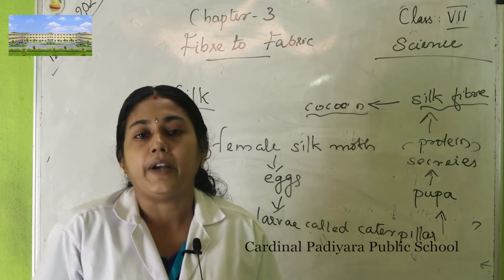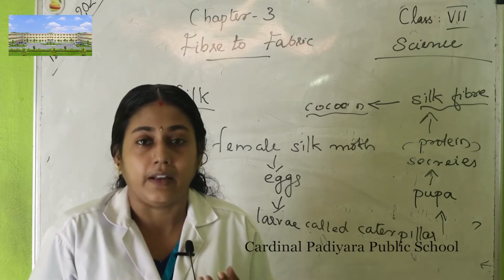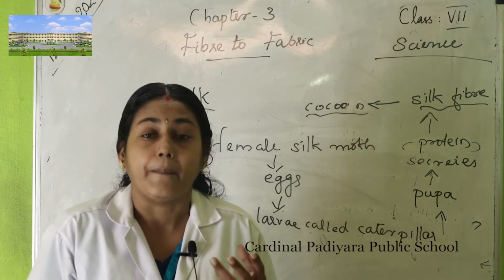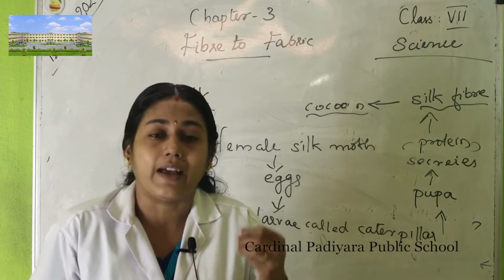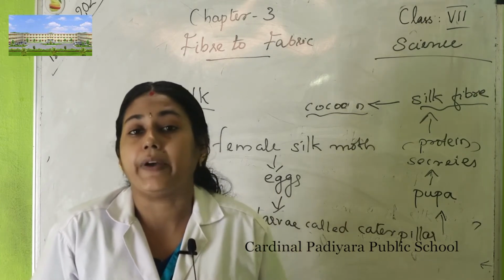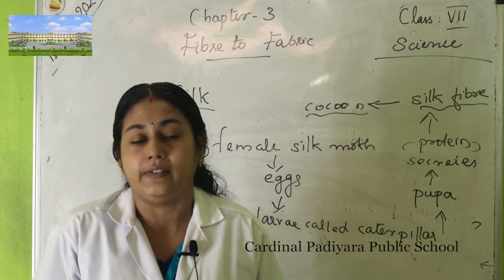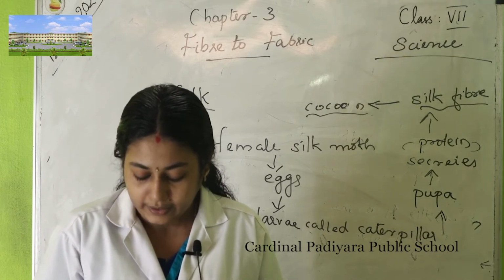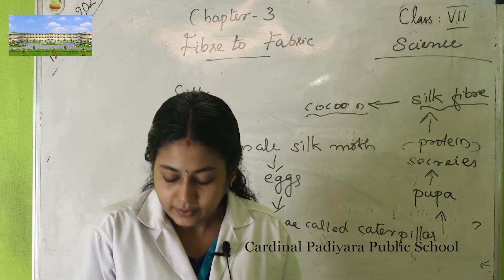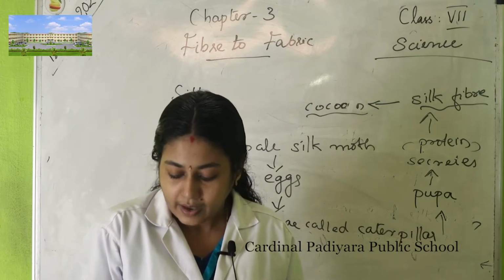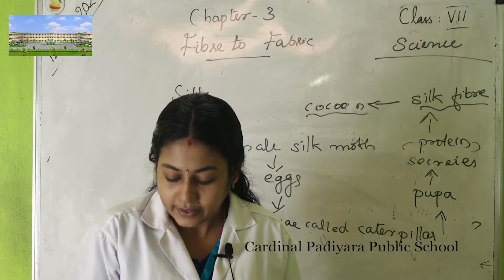And the most common type of silk moth is the mulberry silk moth. The silk moth that eats mulberry leaves is called the mulberry silk moth, and the most common silk is mulberry silk. This silk fiber is soft, lustrous and elastic.